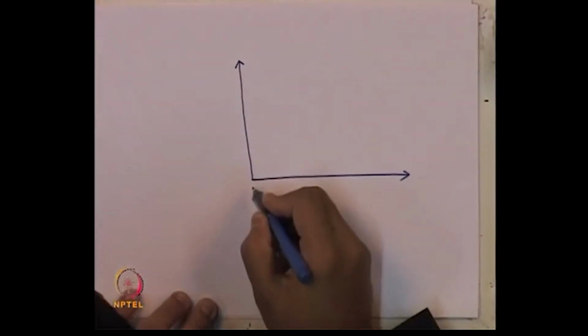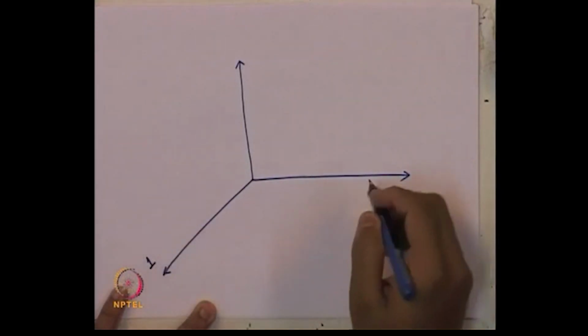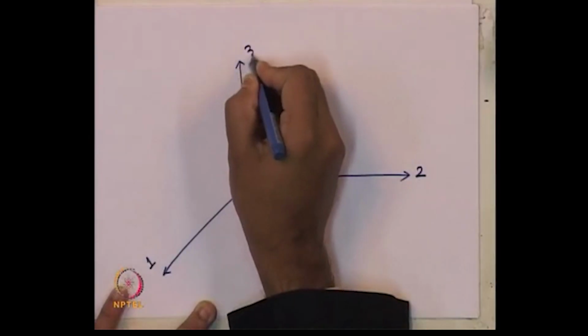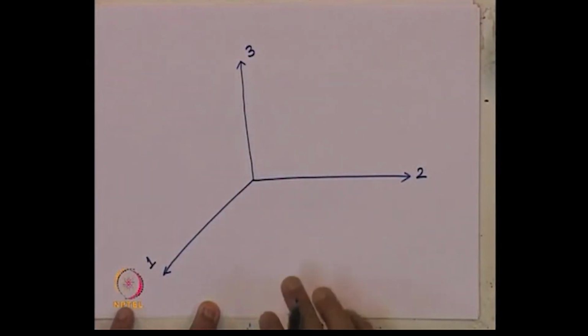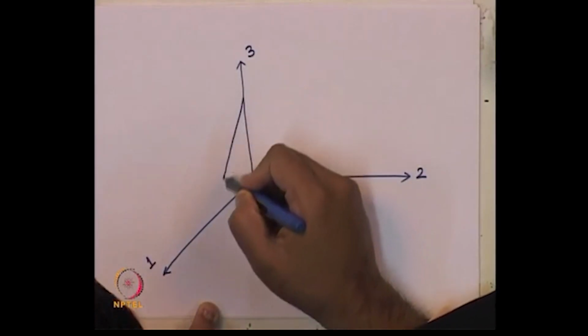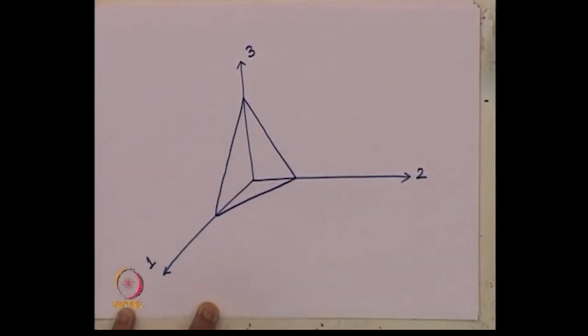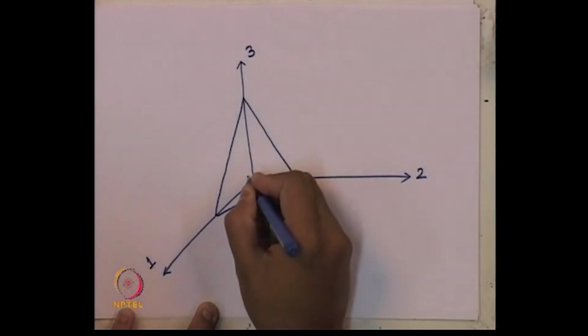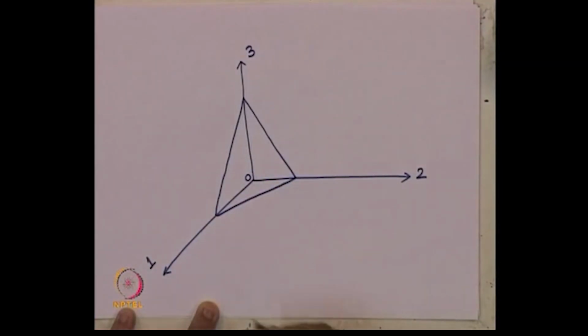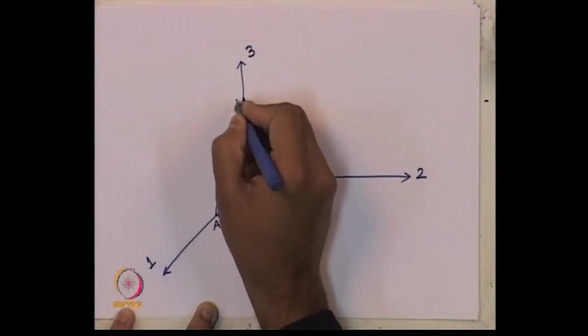I am drawing a 3 axis system, three orthogonal axes, say 1, 2, 3. These are the 3 principal stress directions, let us consider. Now, one element in 3 dimensions. This is one element in the 3 dimensions. Let us say this origin is O, this point is A, this is B, this one is C.